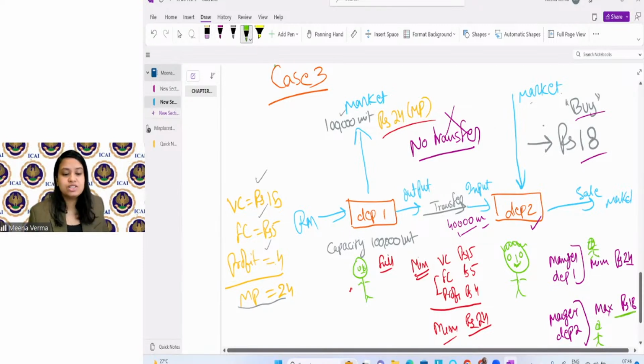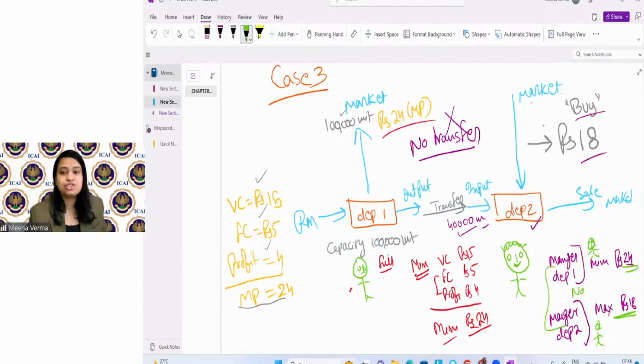They will not reach a conclusion because this manager will not pay more than 18, and this manager will not accept anything less than 24. So negotiation will not reach any conclusion, and no transfer will take place. They will not transfer the goods in this scenario.